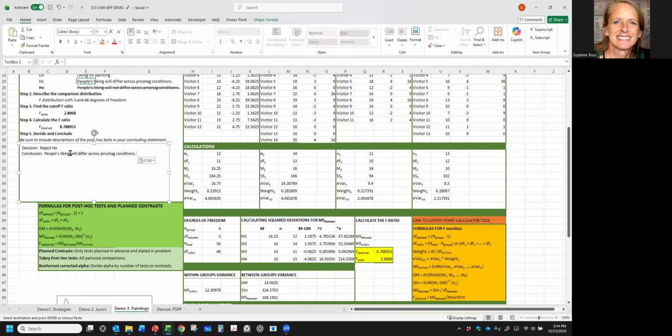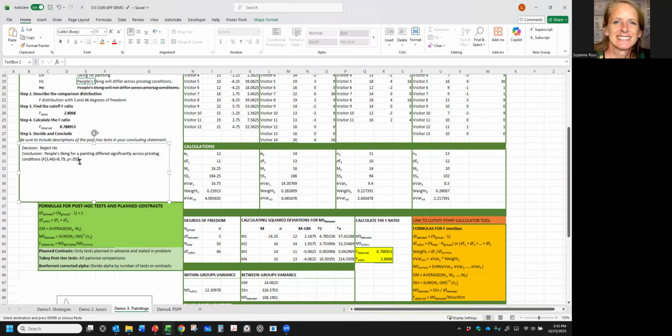People's liking for a painting, we don't have to say "will" anymore. We could say differs significantly across price tag conditions, and we should put the result of our F omnibus test. F, we put our degrees of freedom. We had 3 degrees of freedom for the groups, and we had 46. Let me double check and make sure I'm remembering right. Yes, 46 for the within. And we put our score, which is only 2 decimal places, 8.79. And we can tell the level we tested at.